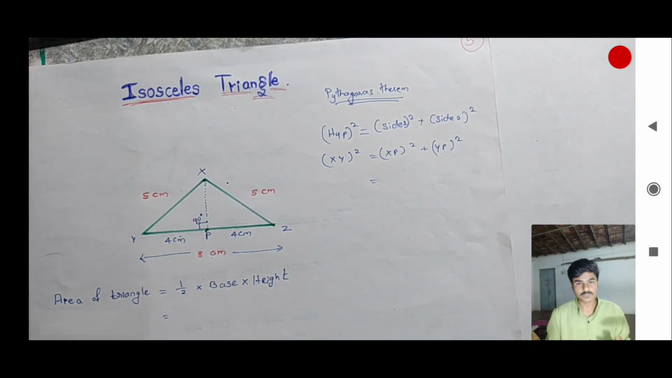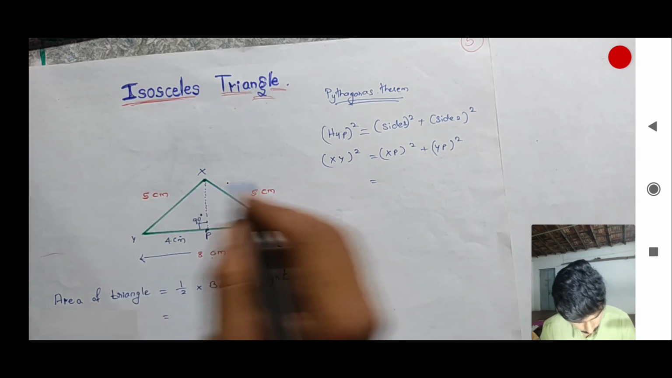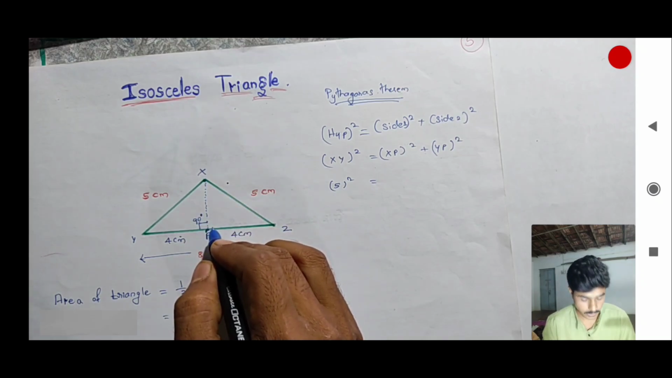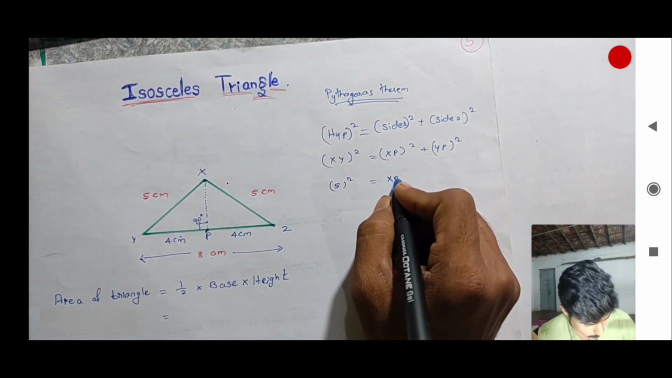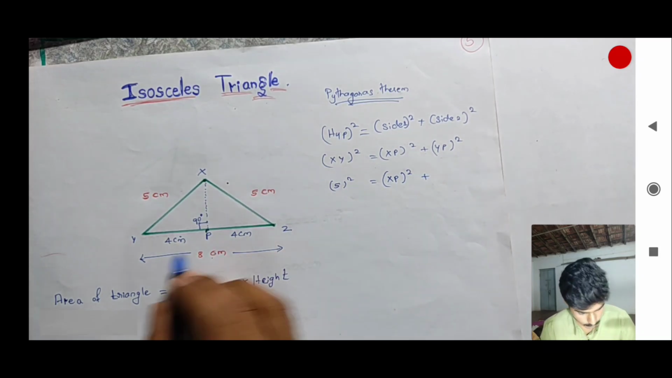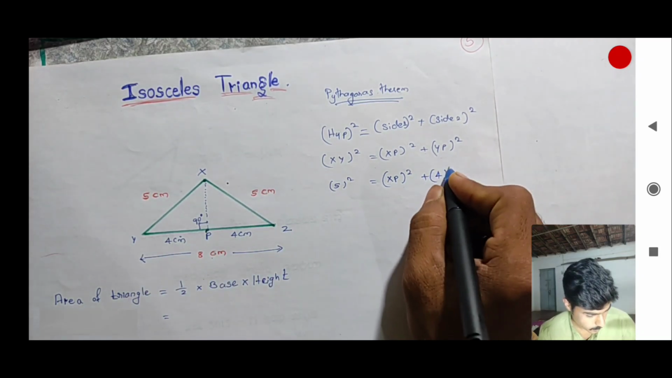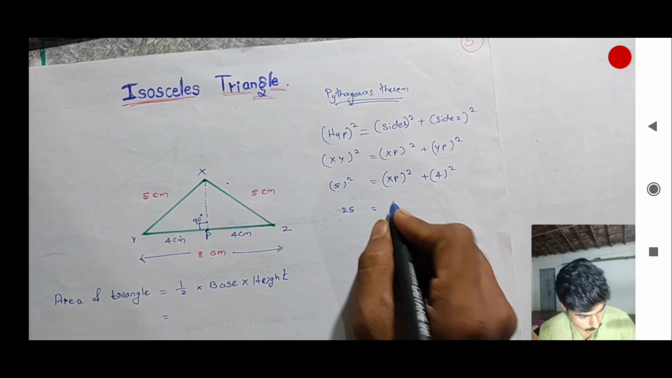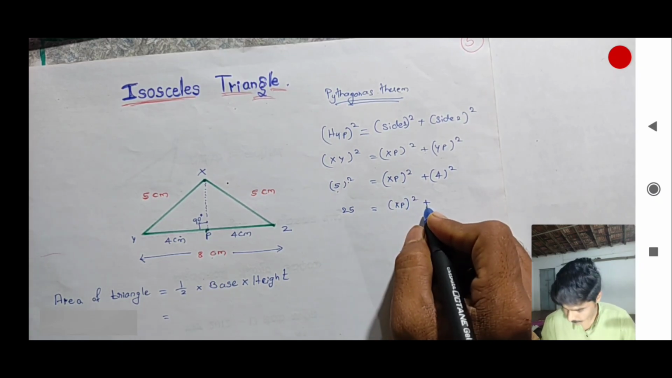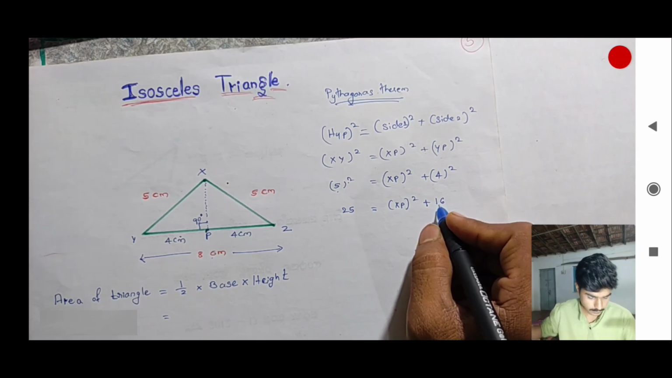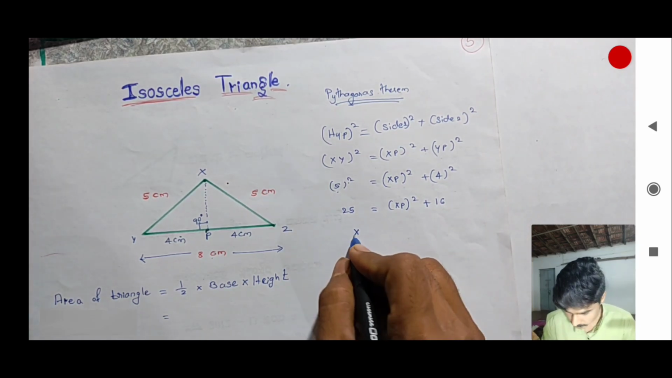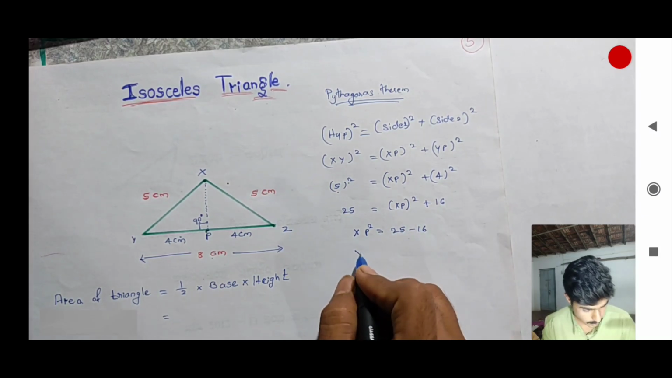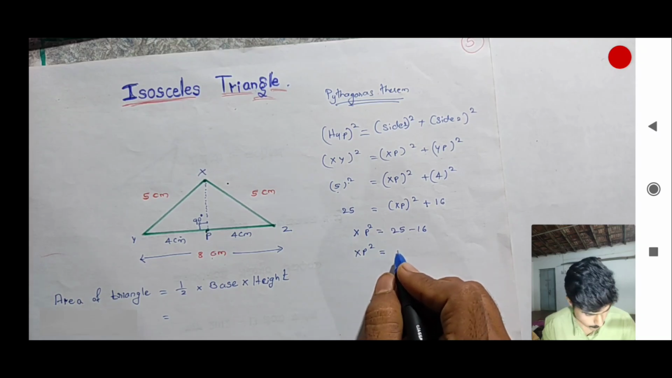Okay, let me substitute the values here. XY square is 5 centimeter square, equal to XP, we don't know, that is what we need to find out now. Let me write it as it is, XP square plus YP square. YP is 4 centimeter, that is 4 square. Okay, 5 square is 25, equal to XP square plus 16. So XP square will be equal to 25 minus 16. XP square will be equal to 9.